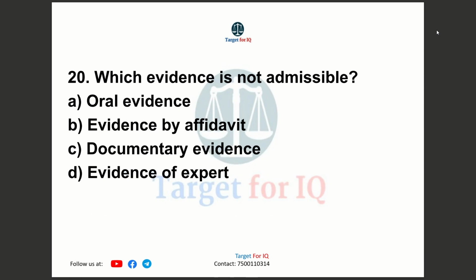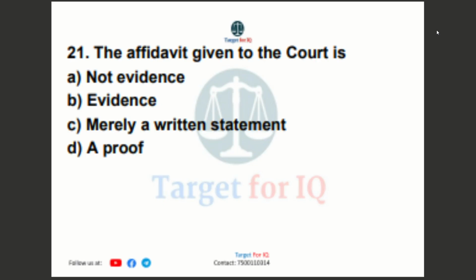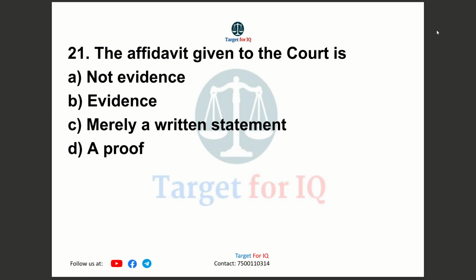Question number 20. Which evidence is not admissible? Option A, oral evidence. Option B, evidence by affidavit. Option C, documentary evidence. Option D, evidence of expert. The correct answer to question number 20 is option B, evidence by affidavit. Question number 21. The affidavit given to the court is option A, not evidence, option B, is evidence, option C, merely a written statement, option D, a proof. The correct answer to question number 21 is option A, not an evidence.